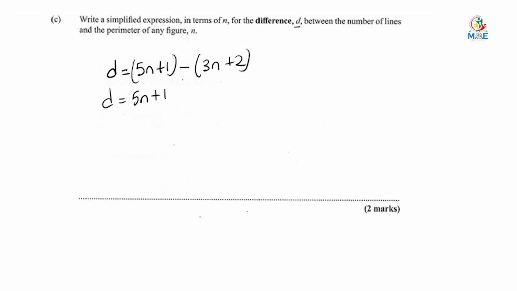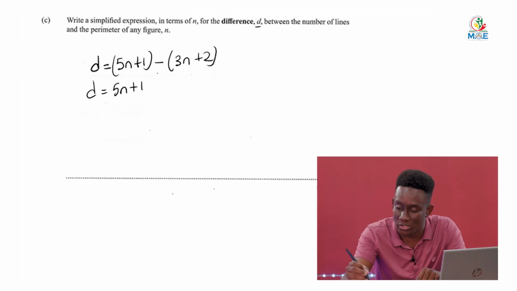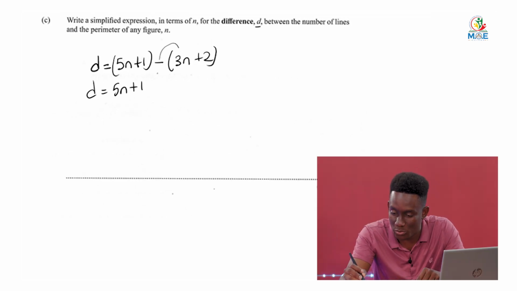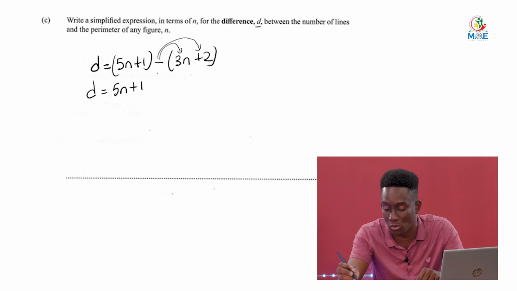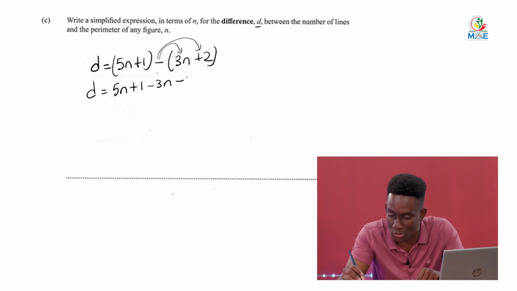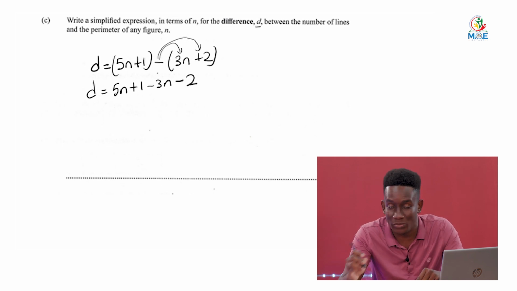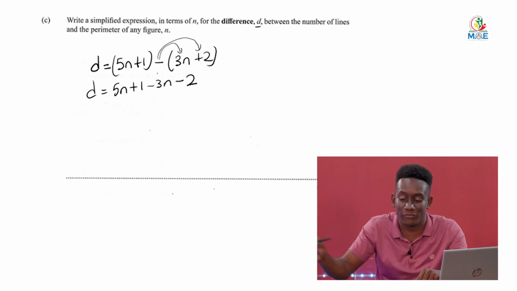Now this here is the part that causes this question to be 2 marks. So I want to subtract this here, so I need to distribute this subtraction sign throughout this expression, throughout this term. So this negative multiplied by this 3n will be minus 3n, and the negative multiplied by the plus 2, a negative times a positive, would be minus 2. So you just need to be careful, we cannot just remove these brackets when we have a negative sign here. We must distribute the negative throughout.